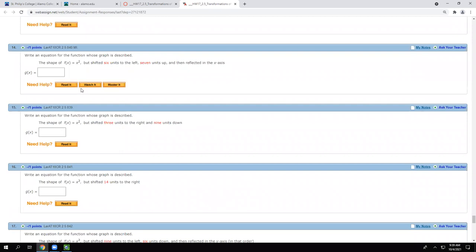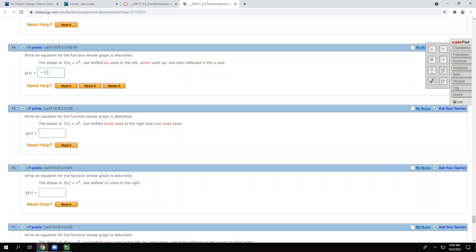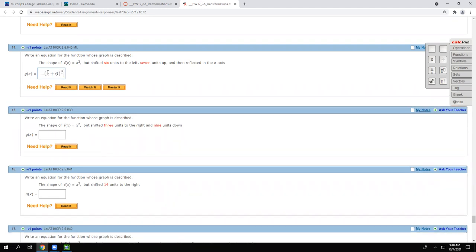Okay. Oh, this one's a good one. They don't give you a picture at all. They tell you the shape is x squared, but it shifted 6 to the left and 7 up and reflected over the x-axis. So you tell me, what do I type in? Minus, that's the reflection. Parentheses. X plus 6, yes, and then put my square and what goes outside? Up 7, so plus 7.